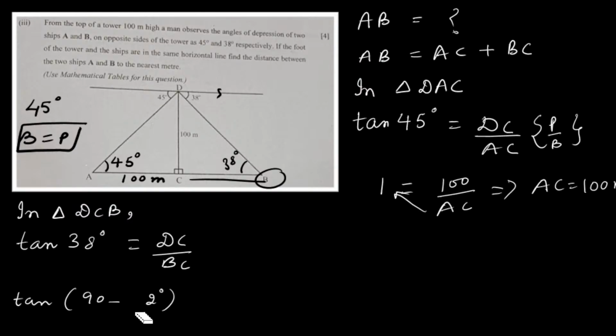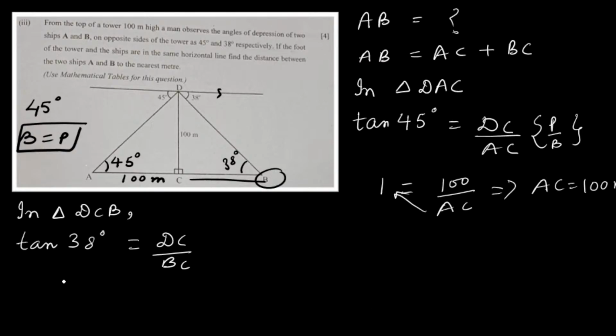Cot 62. 38 and 62. See, complementary angles, when we add, the sum should be 90. I think it is 42. See, in calculation sometimes I may go wrong, so that's why I keep on asking you people.